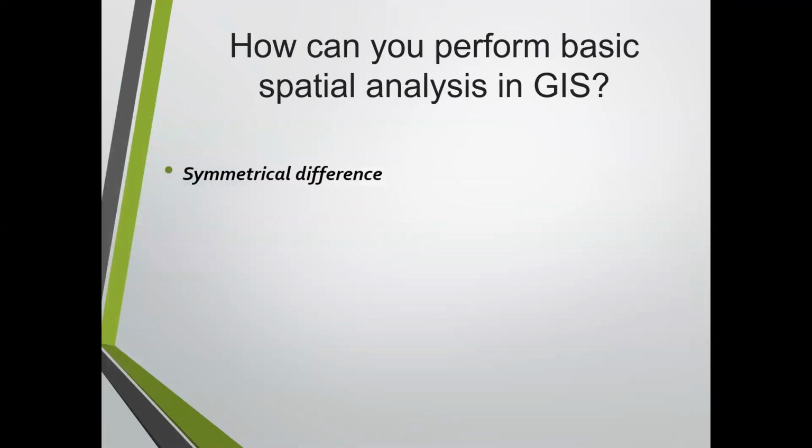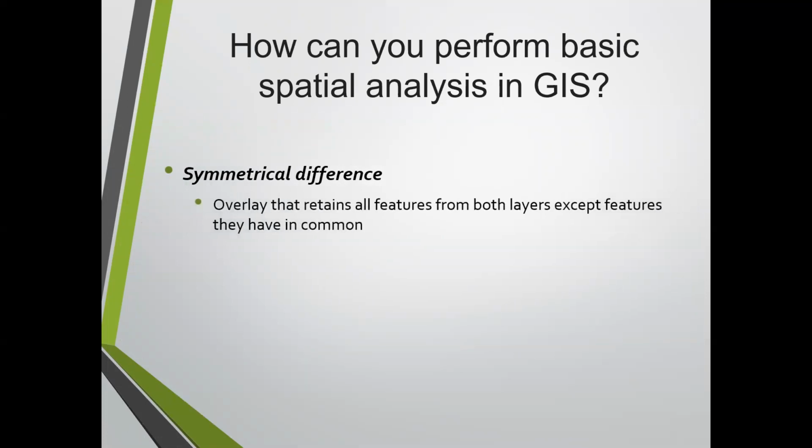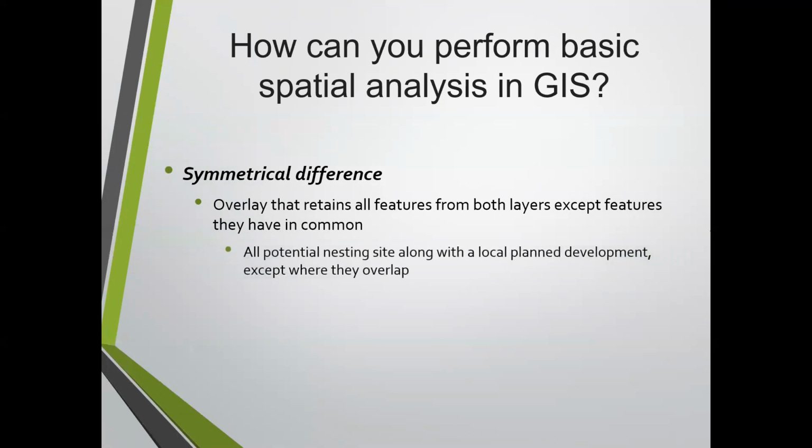So the symmetrical difference is kind of the inverse. The overlay that retains all features from both layers, except features they have in common. And so you want maybe the potential nesting site along with a local plan development, except where they overlap, because that could be a problem, particularly if it's, let's say, an endangered species like a peregrine falcon or something. You wouldn't want to have that going on.